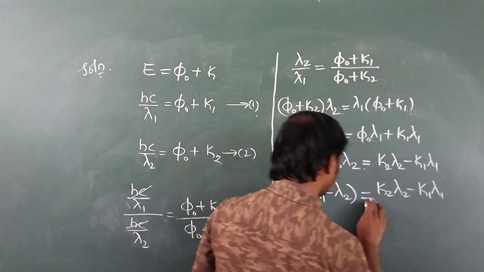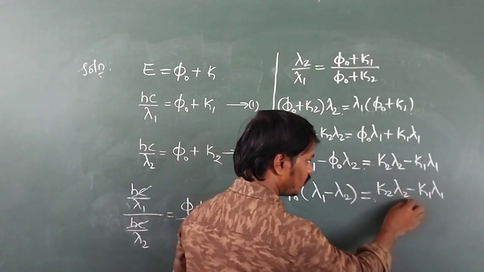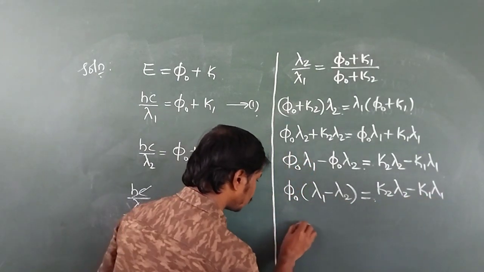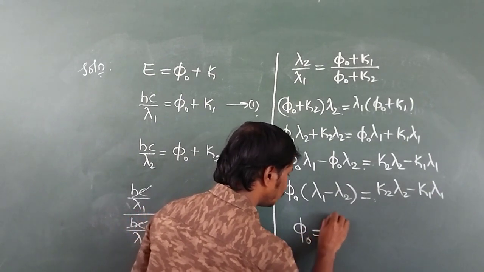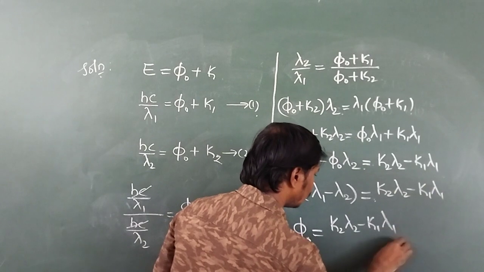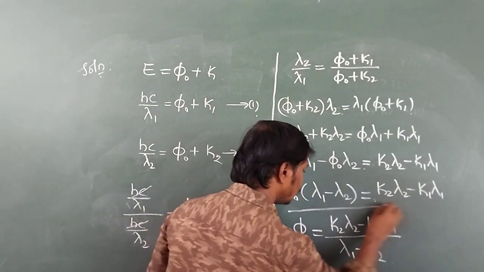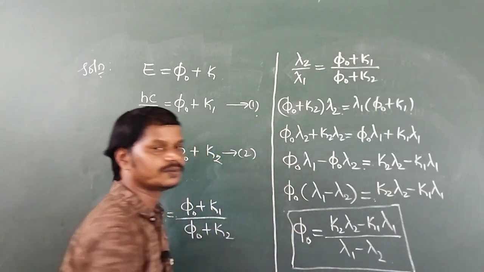So this is pi naught times lambda 1 minus lambda 2 equal to k2 lambda 2 minus k1 lambda 1. Then pi naught is equal to k2 lambda 2 minus k1 lambda 1 whole divided by lambda 1 minus lambda 2. Hence this is the answer. So what are the options given?